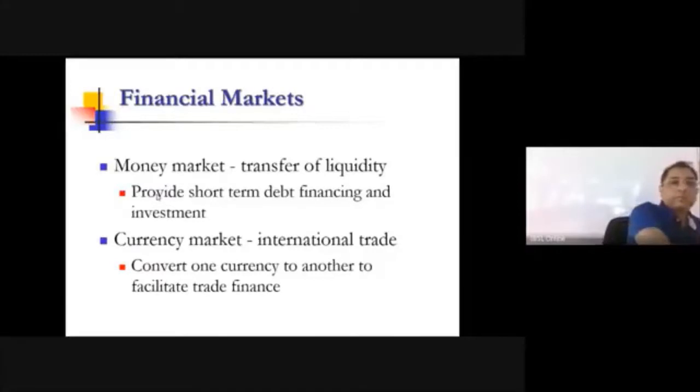It's used for transferring of fund liquidity for short-term financing requirements of companies, of individuals, of institutions. And it's used for people to manage their liquidity on a day in and day out basis. The currency market is mainly to facilitate international trade, imports and exports, and for the ability for clients and people to manage their foreign exchange risk as a result of the international trade that they undertake.